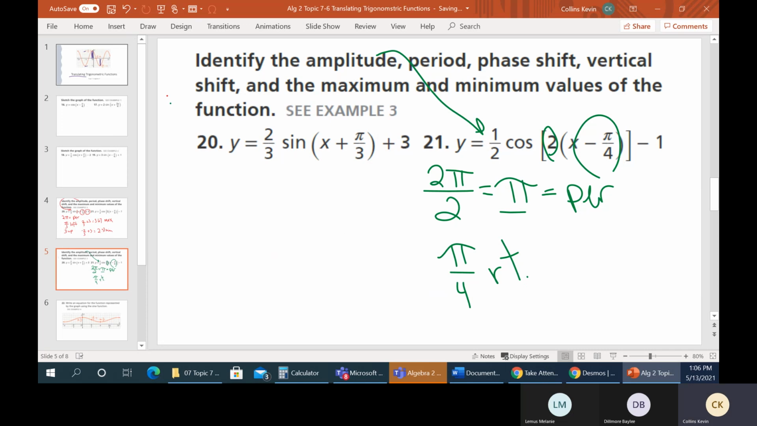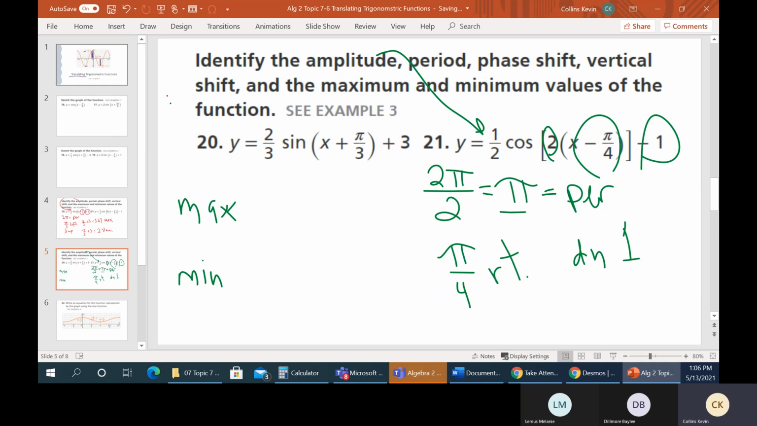And finally, our vertical shift is going to be down 1. So down 1. That's it. The only other thing they wanted to know was the max and the min, right? So we got the max, we got the min.